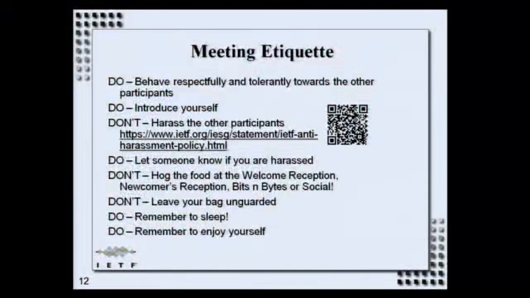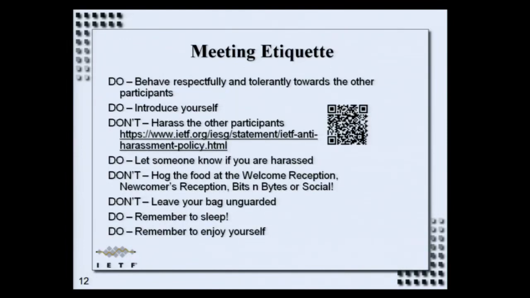Most of this is pretty basic. We want you to be kind to everybody else, and we want to be kind to you. We do want you to introduce yourself. If you have a question, comment, suggestion, walk up to somebody, talk to them. This is an opportunity for you to become a part of the IETF. And the way you do it is by making yourself known, and by making yourself known in a good way.